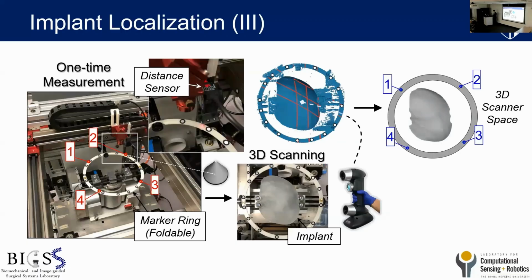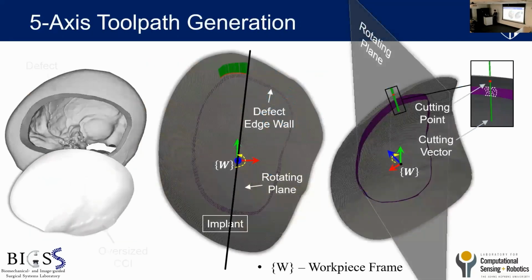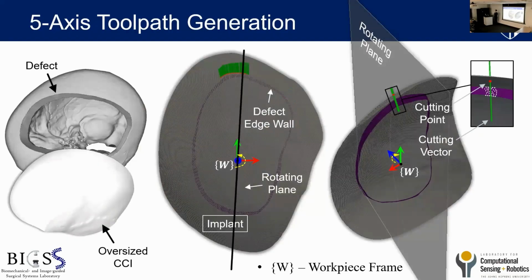And once we have the 3D mesh generated, it's in the 3D scanner space, and we want to register to the machine space. We can use these 4 registration points. And once we register to the machine space, we want to bring the CT space to the machine space by registering the implant from the CT space to this model. And in this experiment, we used the same skull model that we used in the previous robotic system on the cadavers.